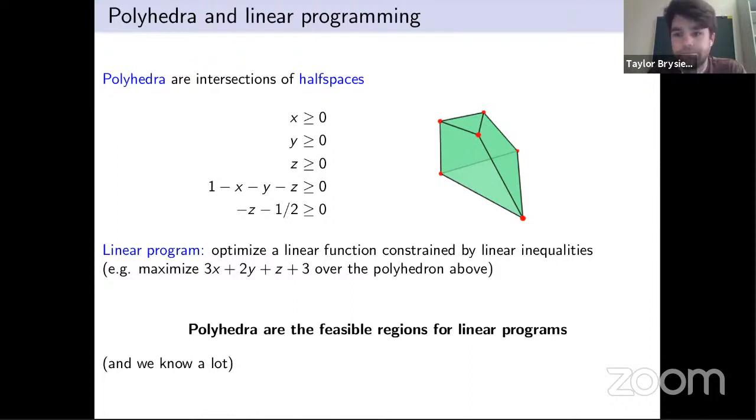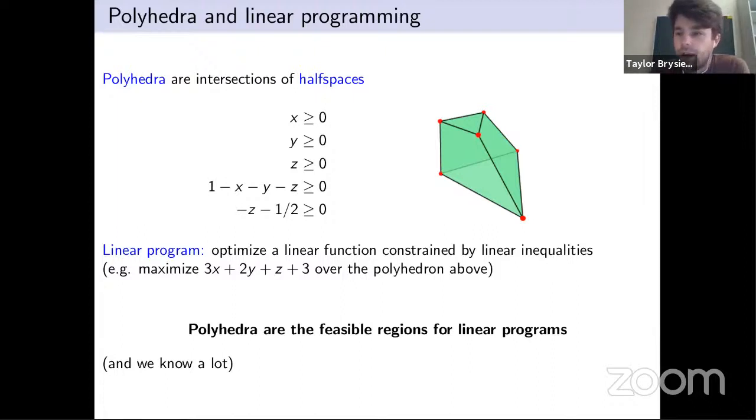They appear all over. The takeaway for this slide that I want you to remember after this talk is that polyhedra are exactly the feasible regions for optimization problems called linear programs. Moreover, we know a lot about polytopes. People have been studying polytopes for a while. They're fairly well understood, although there are always questions about whatever mathematical object you study.